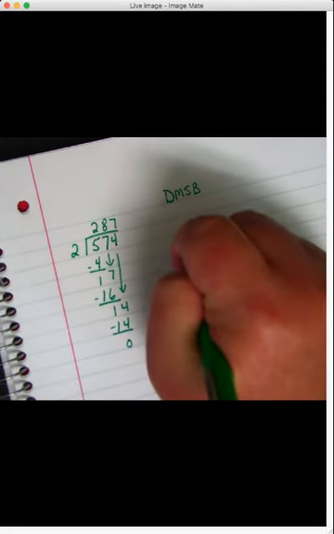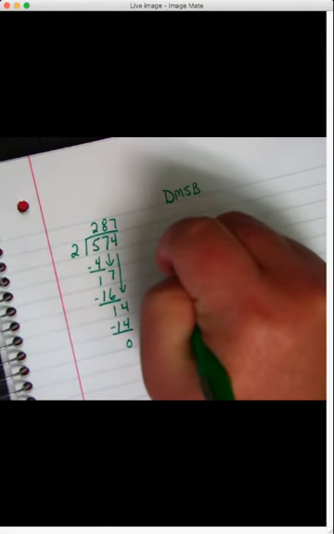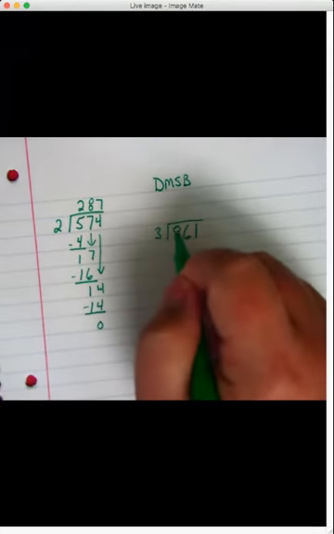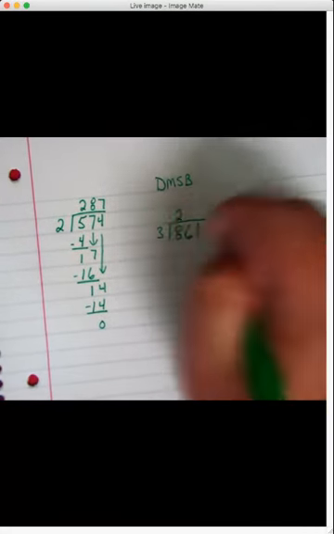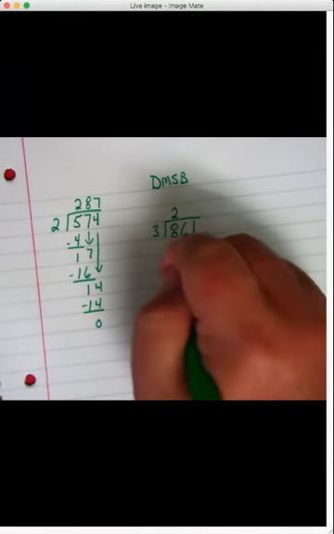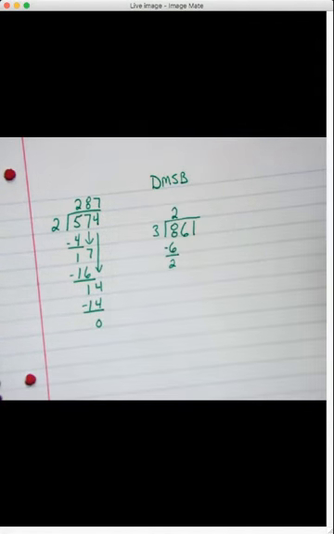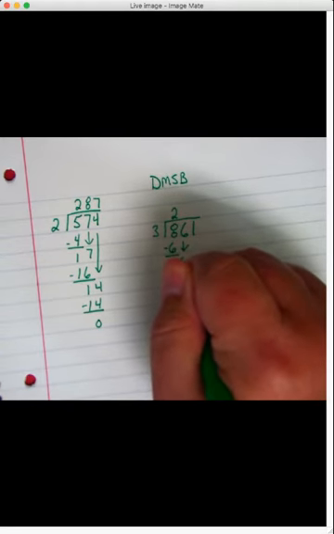All right. Next problem. 861. I'm going to scoot down a little bit so I don't bump into that up there. 861 divided by 3. Okay, daddy divide. 8 divided by 3 is 2. Mama multiply. 2 times 3 is 6. Sister subtract. 8 minus 6 is 2. Brother bring down our tens place, and that's a 6.